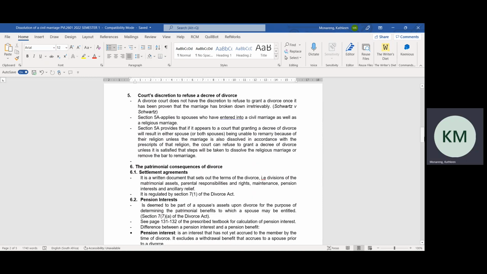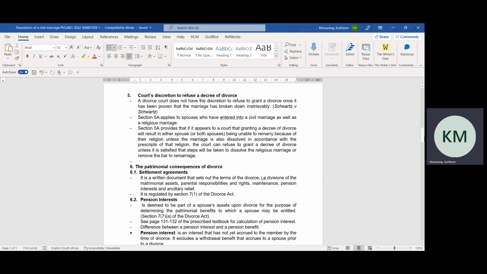You need to also be aware or note that the court does not have a discretion to refuse to terminate a marriage if it has been proven that the marriage has irretrievably broken down. The exception to this is Section 5A of the Divorce Act, which applies when spouses are married in terms of civil marriage as well as religious marriage. So the parties must have a dual marriage.